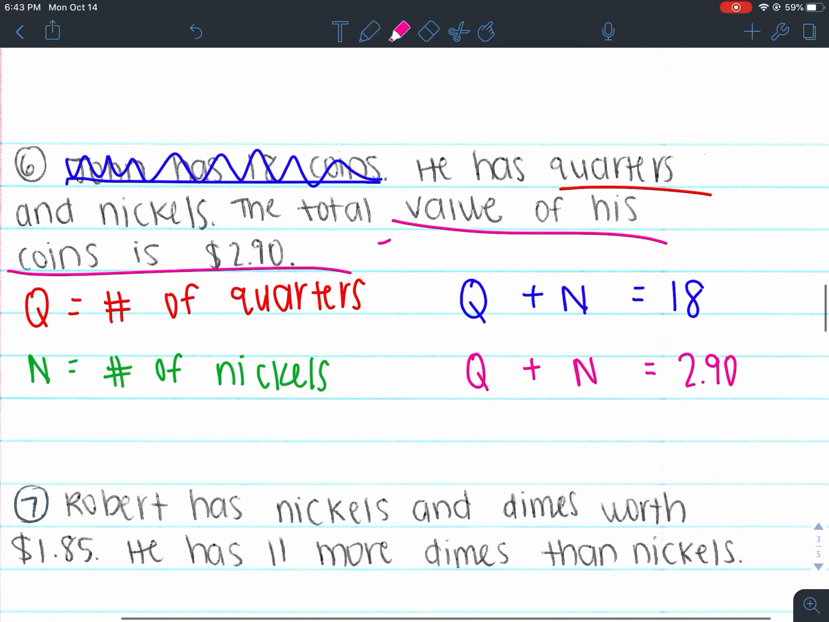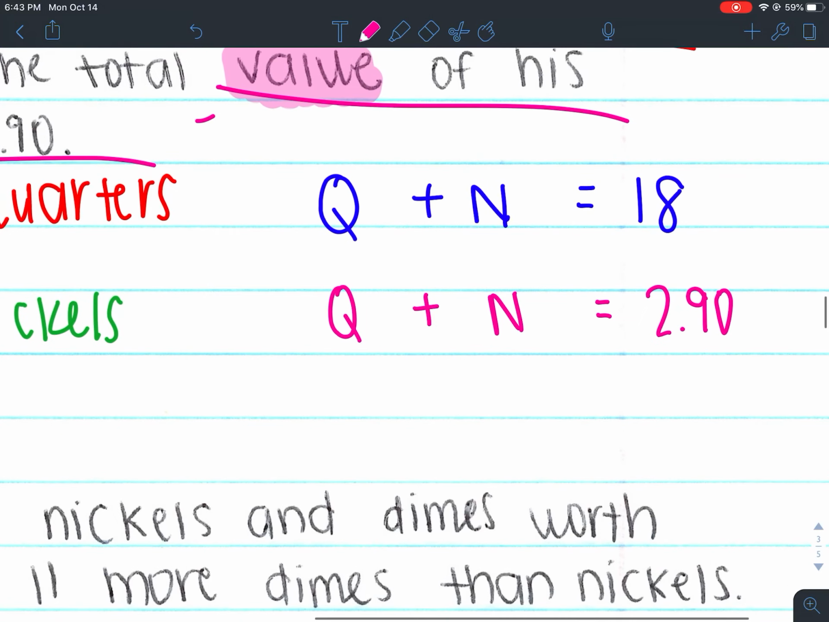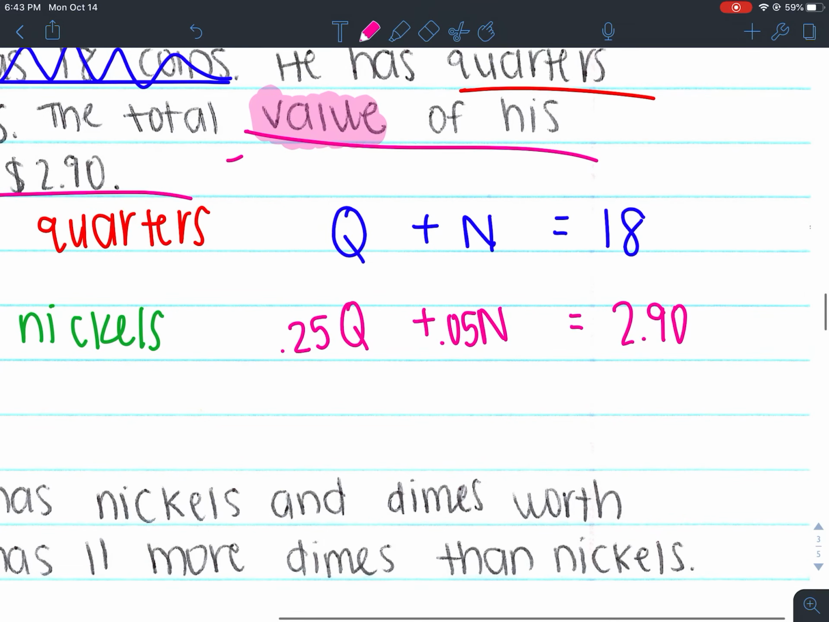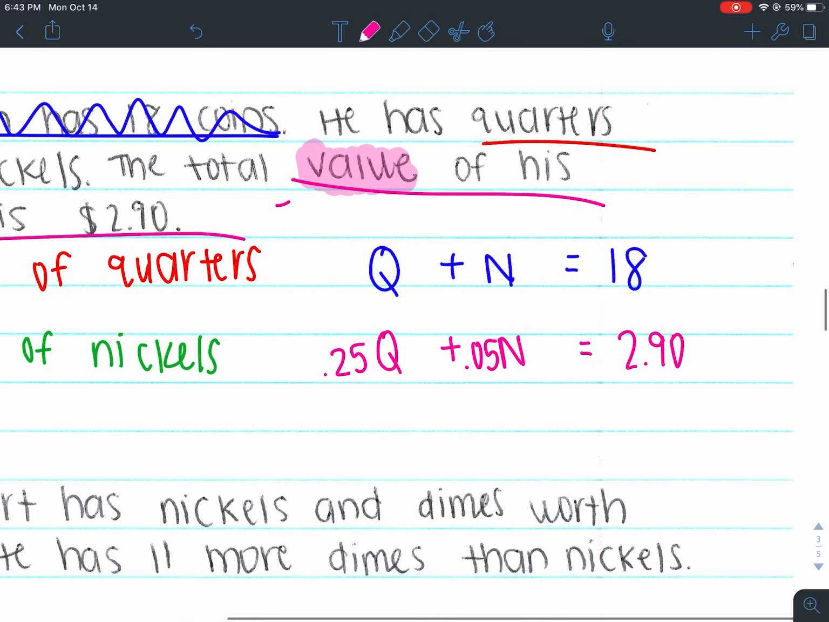Because when it said that the value of the coins is $2.90, the key word in here is value, right? What is the value of a quarter? The value of a quarter is 25 cents. So we have to put 0.25. Why not just 25? Well, a quarter is not worth $25. It's worth 25 cents. So make sure you have that decimal there. A nickel is worth 0.05 or 5 cents. If you put 0.5, you're now saying that nickels are worth 50 cents. So be very careful where you're putting that decimal place, okay?